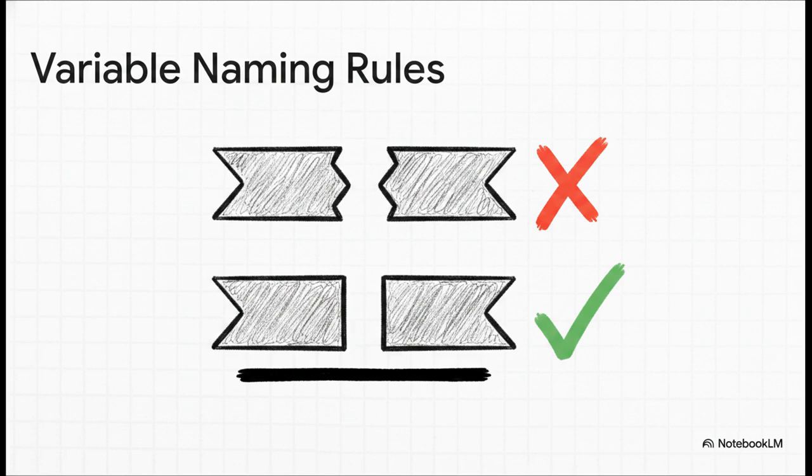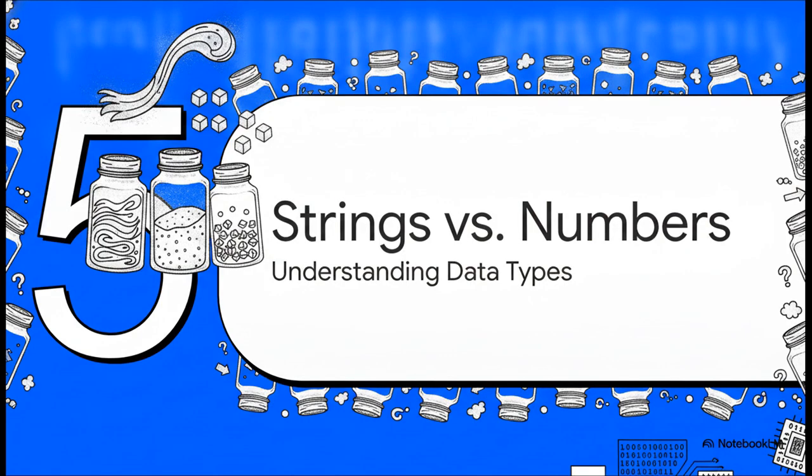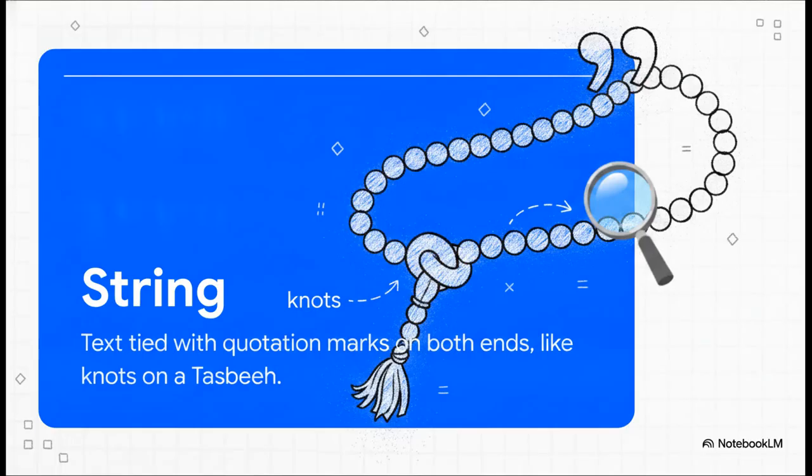Finally, part 5, strings versus numbers. Let's understand data types. First up, we have what programmers call a string. A string is just text. But to really remember how it works, I want you to imagine a tasbih, a string of prayer beads. If you don't tie a firm knot on both ends of that string, all your beads are going to slide right off. In Python, your quotation marks are those knots. If you want to store text, you have to knot it with quotes on both sides.